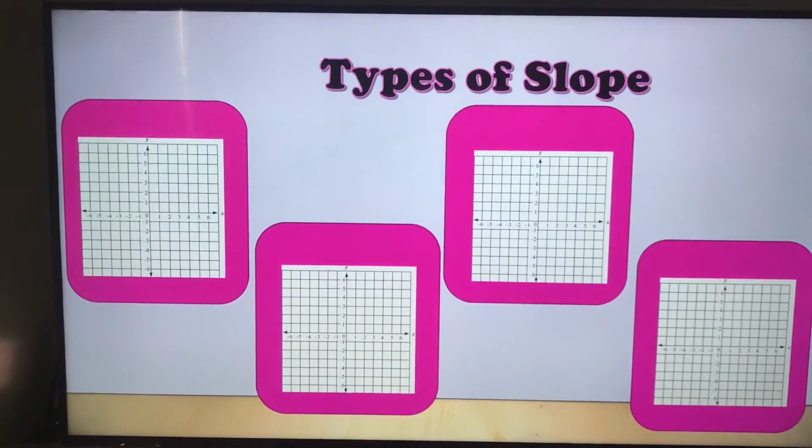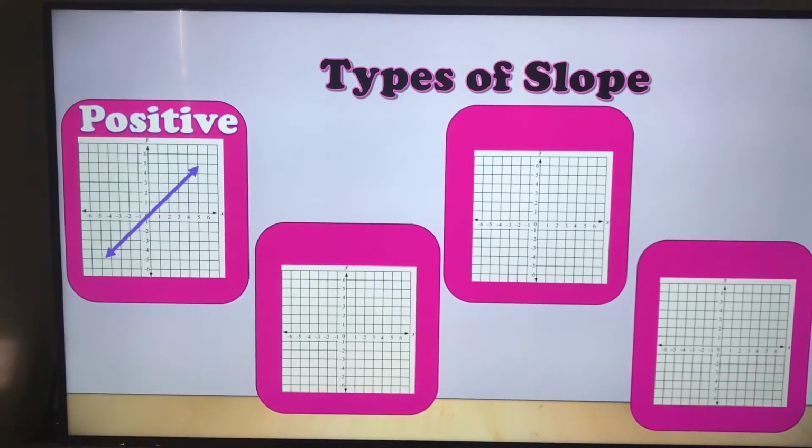So there's 4 types of slopes. And this, again, is also a very important slide to have. So first, you're going to have a positive. Notice the direction of this line. It is going up. Well, how do I know it's going up?